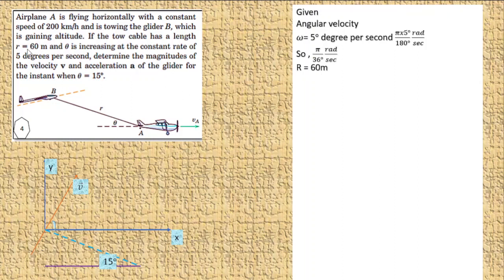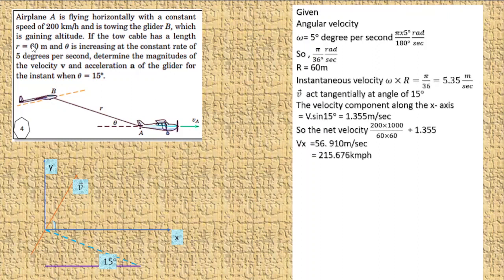Then we are given r equals 60 meters, and from this we calculate the instantaneous velocity. In order to calculate the instantaneous velocity, we use this equation, omega times r. Omega is already given here and r is given here. Pi over 36 times 60 gives 5.235 meters per second.